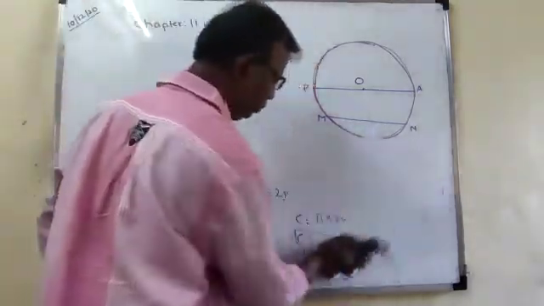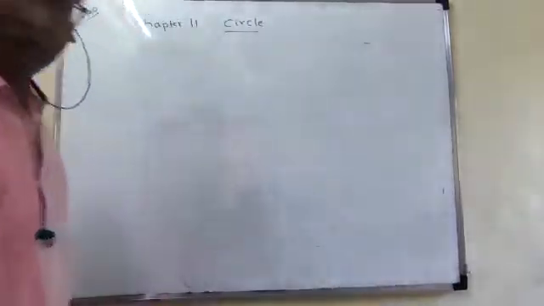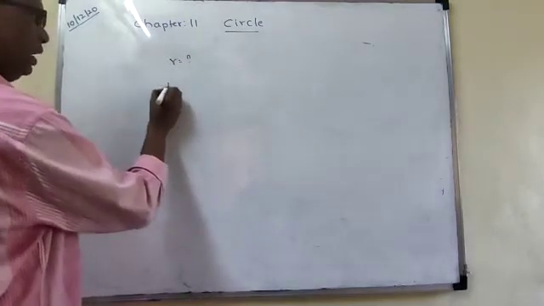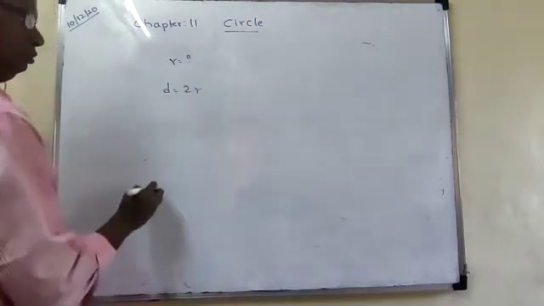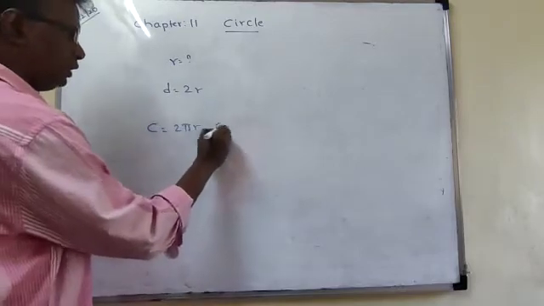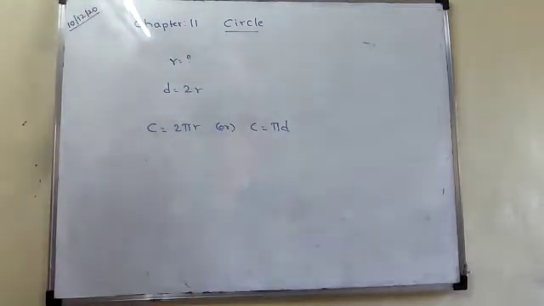These are the basic terms we should know, and the formula also. What is the formula? I told you once again. If radius is given, then diameter is equal to 2r. And circumference formula is 2 pi r, or C is equal to pi d. It's up to you, whichever formula you want to use. Okay, so can we go for the sums?